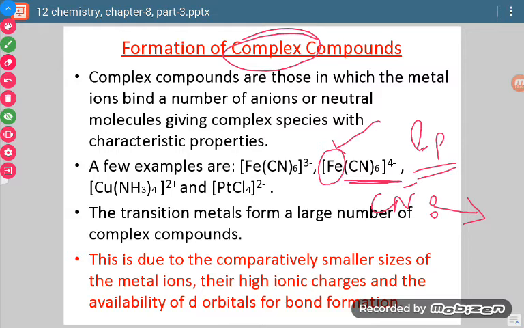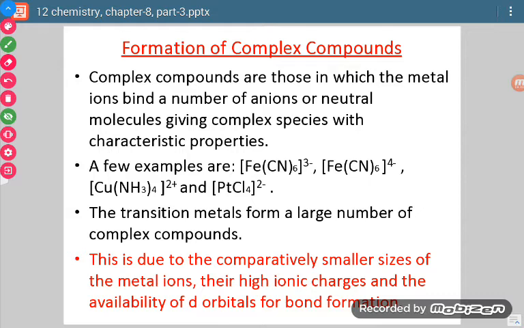Okay, now the central atom must have the vacant d orbital where it can accommodate this pair of electrons. So since it has the capacity to accommodate the lone pairs, it can easily form coordinate bonds, and so the compound formed will be termed as a coordination compound.